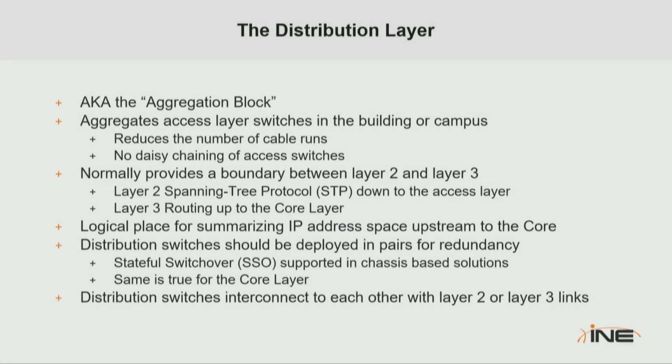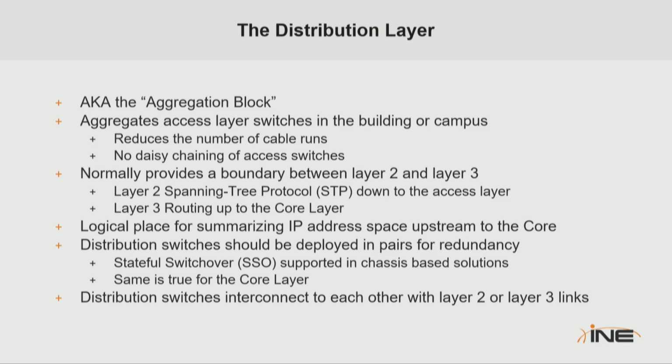Okay, next we have the distribution layer, which is also known as the aggregation block. And this is going to be aggregating our access switches in the building or the campus, which is going to do a couple things for us. First and foremost, it's going to reduce the number of cable runs, and we're not going to have to daisy chain the access switches together.